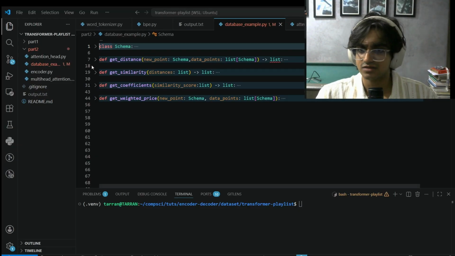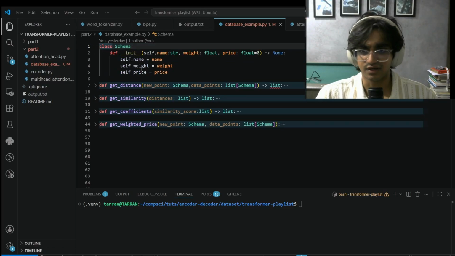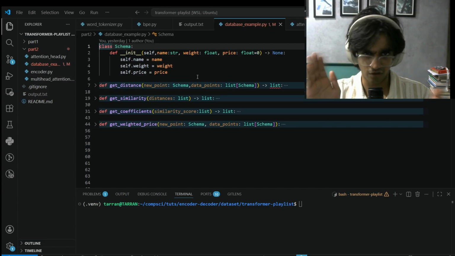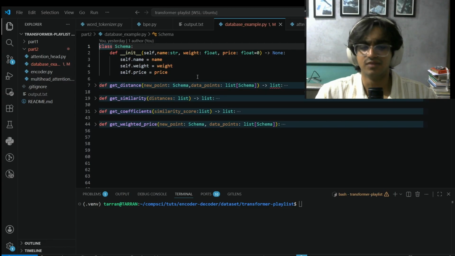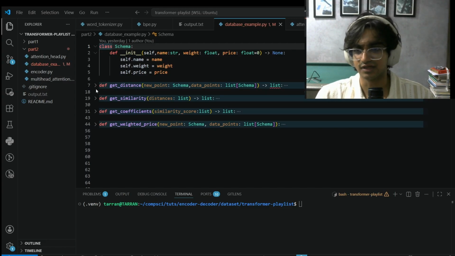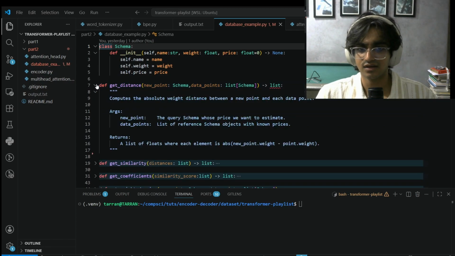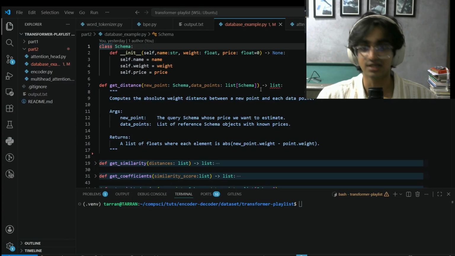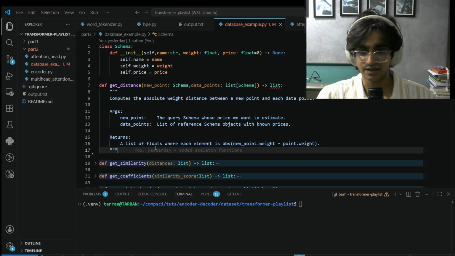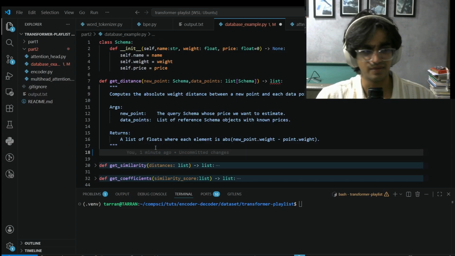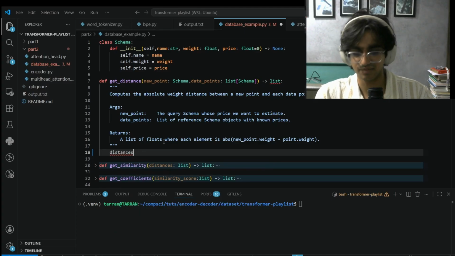All right. So we've got our schema: a name, a weight, and a price. Instead of volume, I've just named it weight here, but essentially it's the volume equivalent. So the first function we've got is getDistance. What does getDistance do? It takes in your new point, your query essentially, and compares it with your current data points and returns the distances in the form of an array, and the order will be preserved. We're going to code it in such a way that it does get preserved.